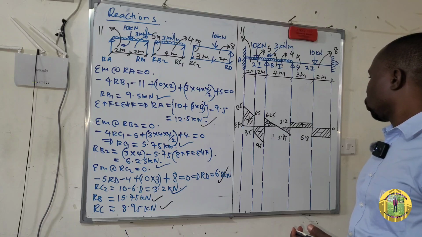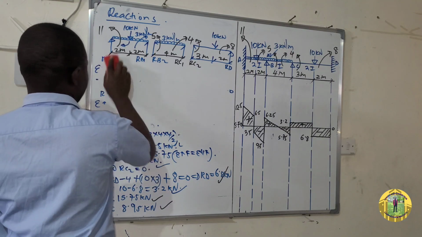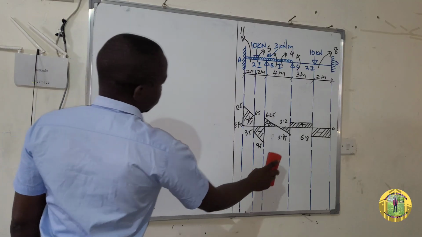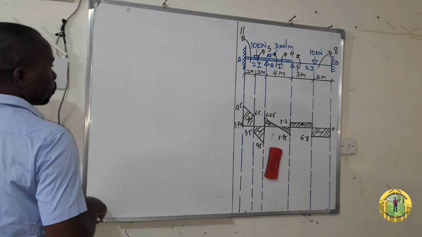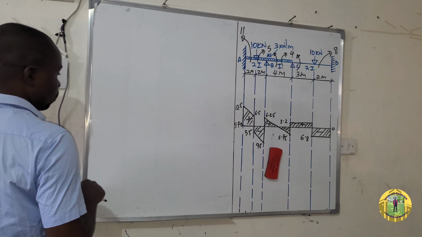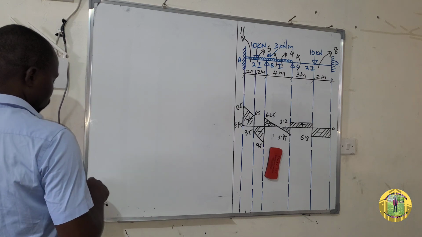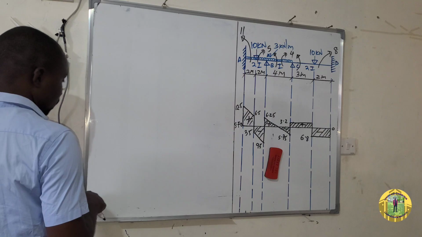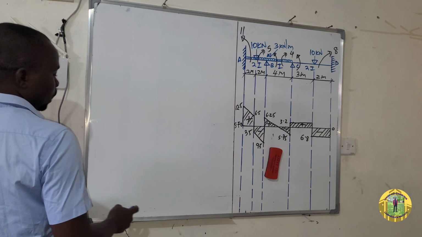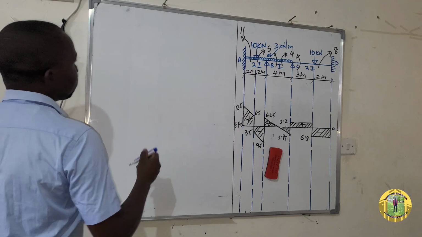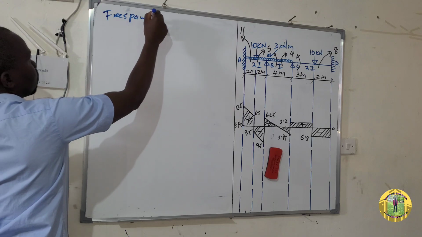We proceed to the bending moment diagram. Now, for the bending moment diagram, you can use two approaches, but I want to give you the simplest one for exam, and the other one is for when you are practicing structural engineering. So let me start with the one for exam purposes. For exam purposes, first calculate the free span moments.